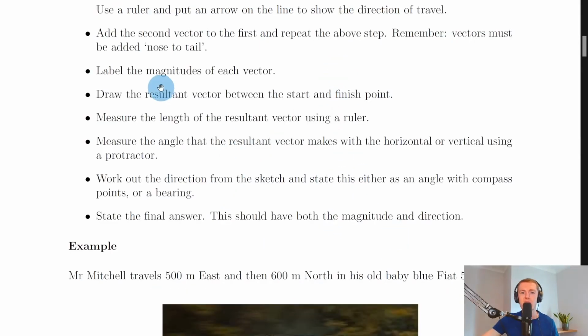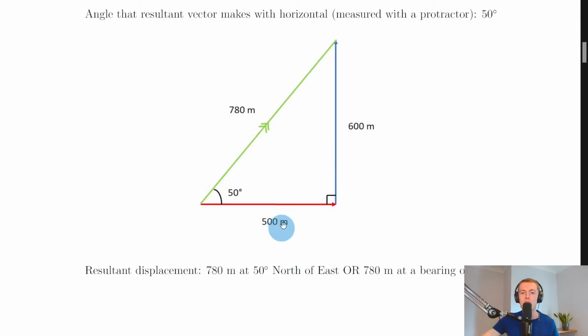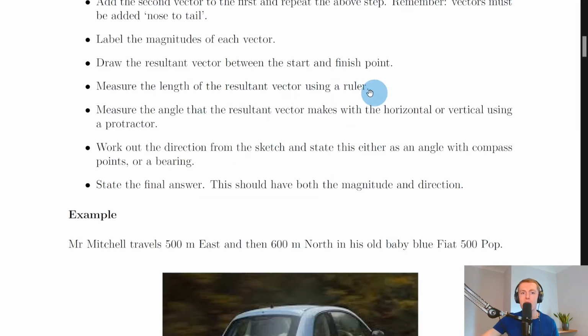The next step is to label the magnitudes of each vector and then draw the resultant vector between the start and finish point. So there's the magnitudes, 500 metres, 600 metres, and we can then draw from the starting point over here to the finishing point over here. We can draw our resultant vector, so that is this green line here with the two arrows. We then want to measure the length of the resultant vector using a ruler.